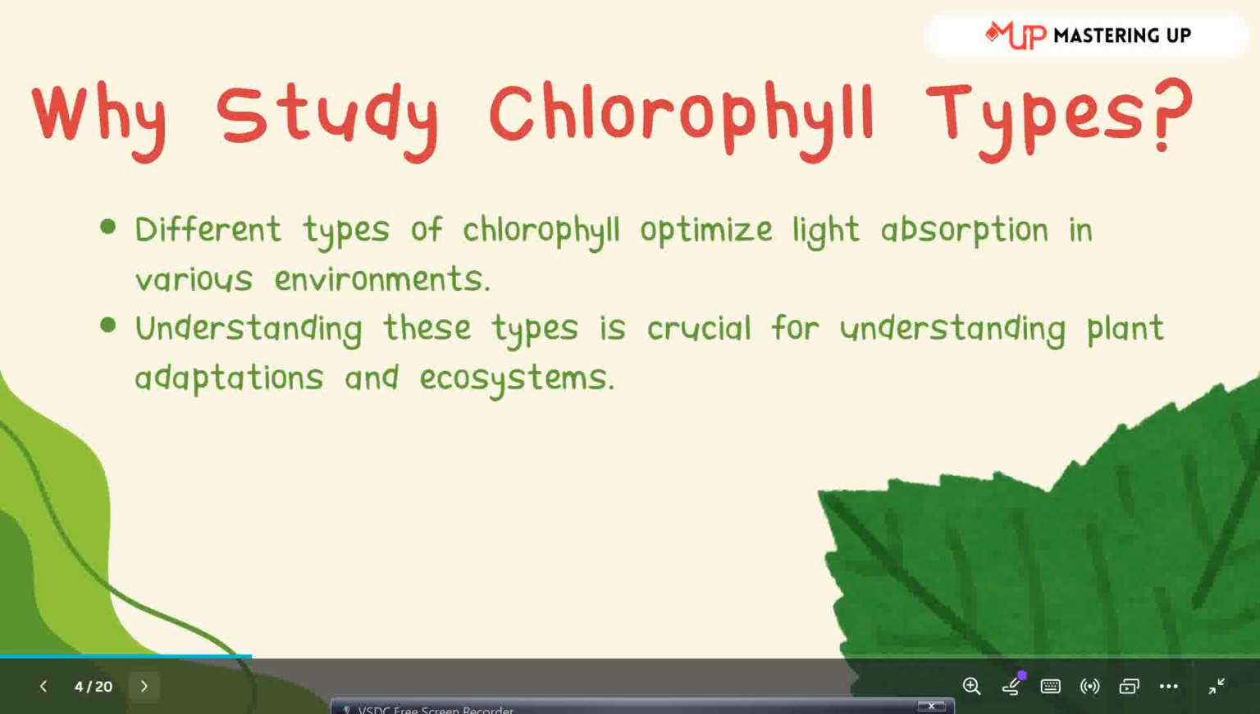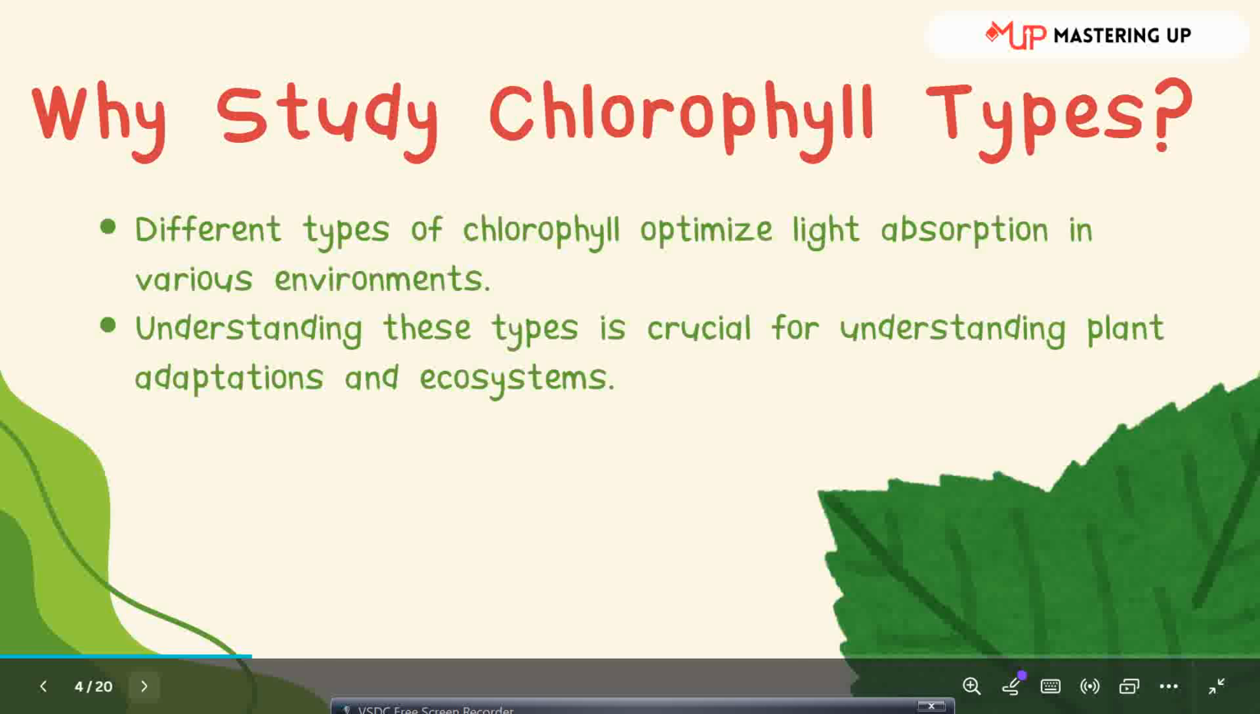We know that algae and other organisms that perform photosynthesis are not only present on the surface of the earth. Sometimes they are present in the very deep ocean, or in shallow waters, or in bright sunlight areas, or in shaded areas. So according to the environment, the types of chlorophyll present in them also change. To understand the environment, adaptations and ecosystem, we need to study different types of chlorophyll.